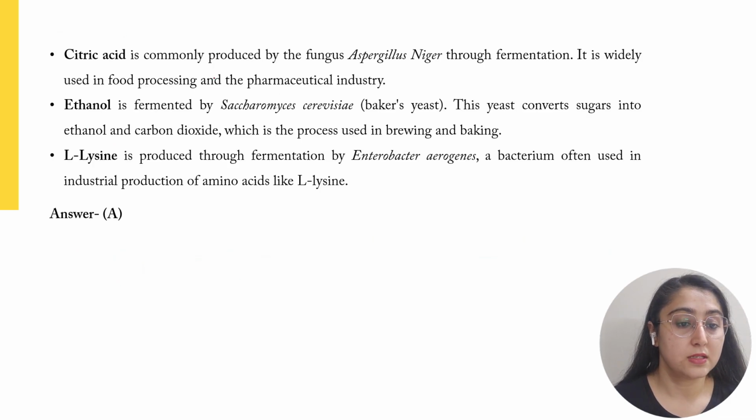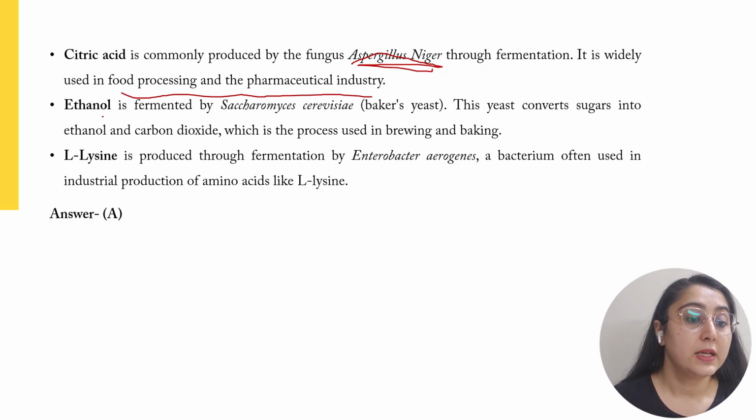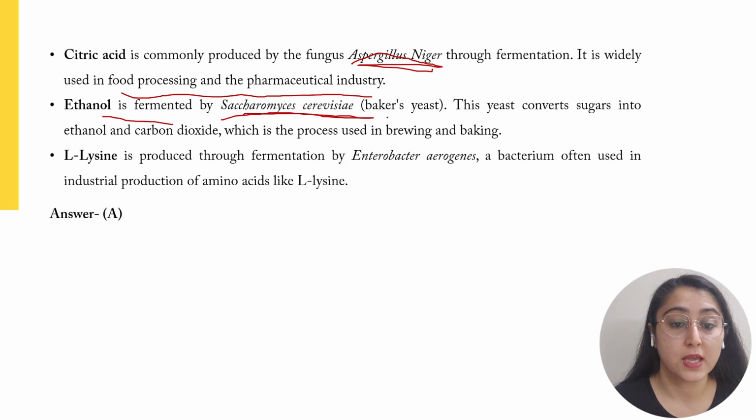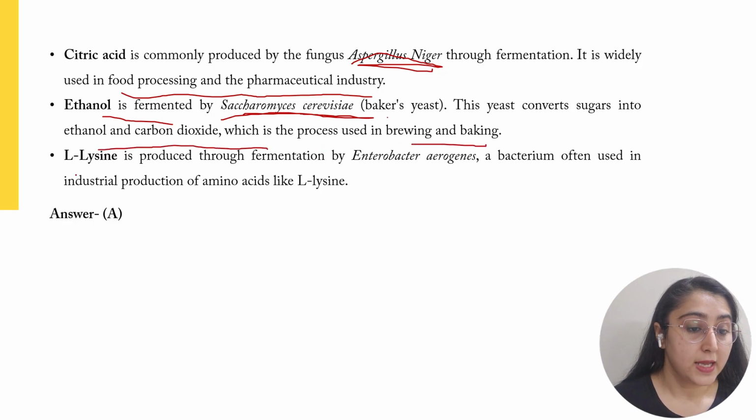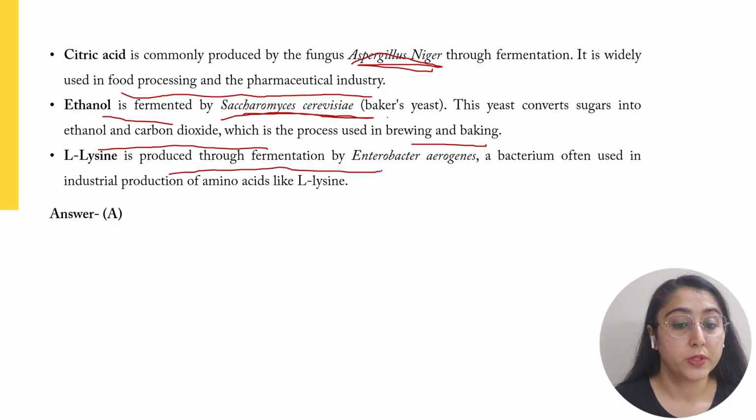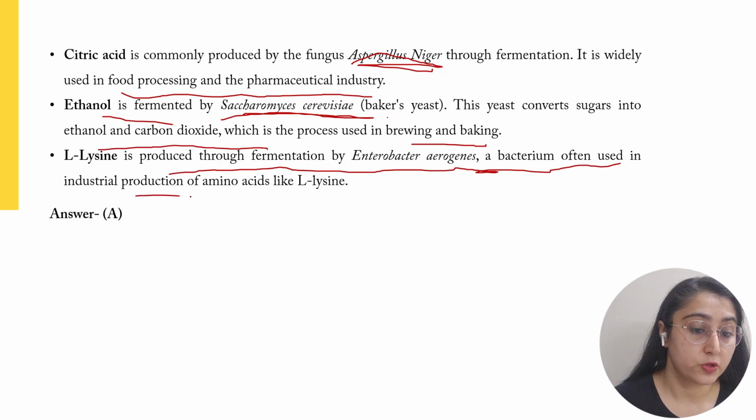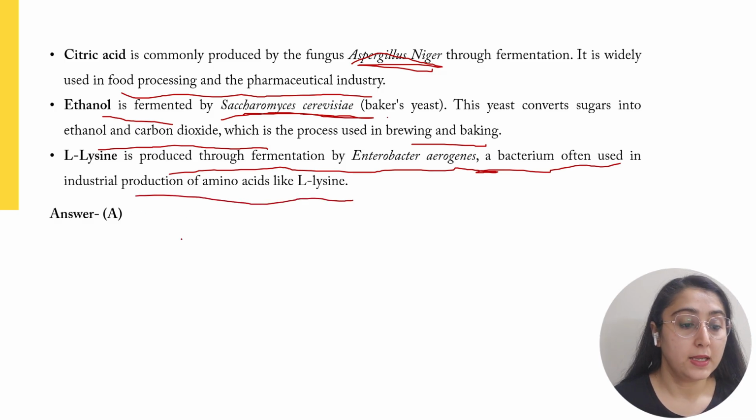So next is citric acid. It is commonly produced by a fungus, Aspergillus niger, through fermentation, and it is widely used in food processing as well as the pharmaceutical industry. Next is ethanol, which is fermented, as we all know, by Saccharomyces cerevisiae, which is baker's yeast. This yeast actually breaks down sugar into ethanol and carbon dioxide during the baking and the brewing process. And next is L-lysine, which is actually produced through fermentation by Enterobacter aerogenes, a bacterium which is often used in industrial production of amino acids like L-lysine.